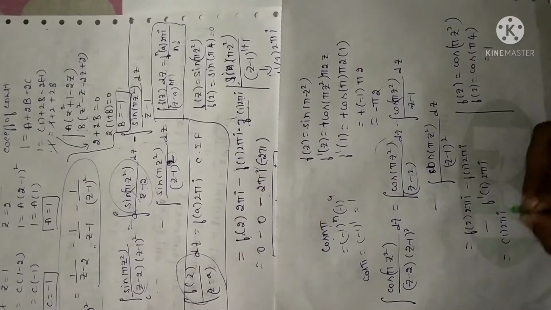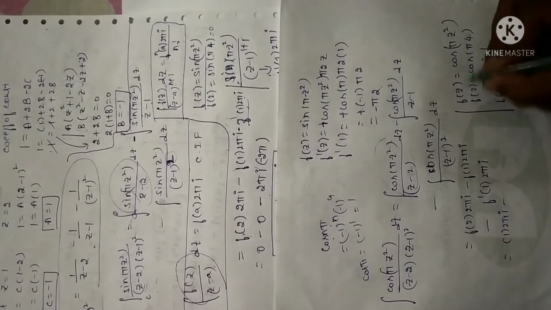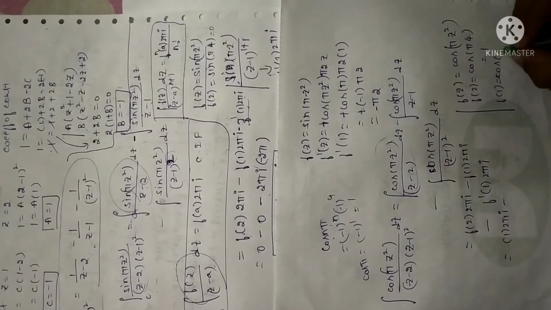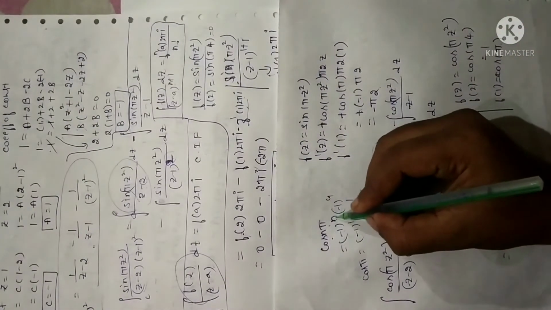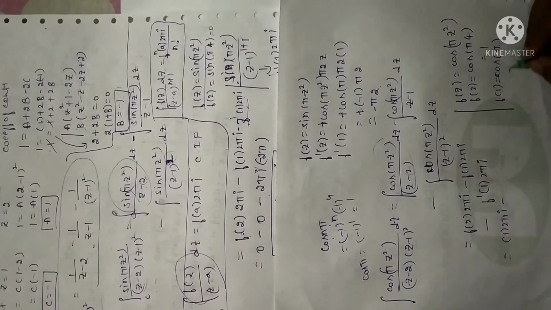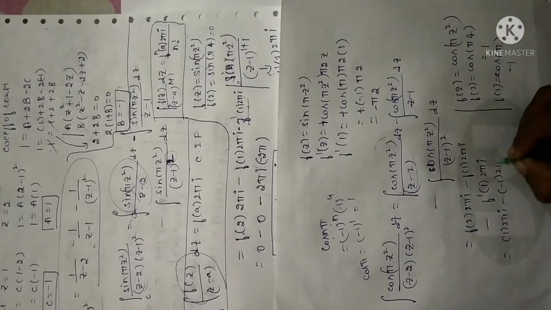1 into 2 pi I minus f of 1 value. Replace z with 1. So you will get cos of pi into 1 square, which is 1. Cos pi value. So n is equal to 1 here. Minus 1 power of 1 is minus 1 you will get. So minus 1 into 2 pi I.